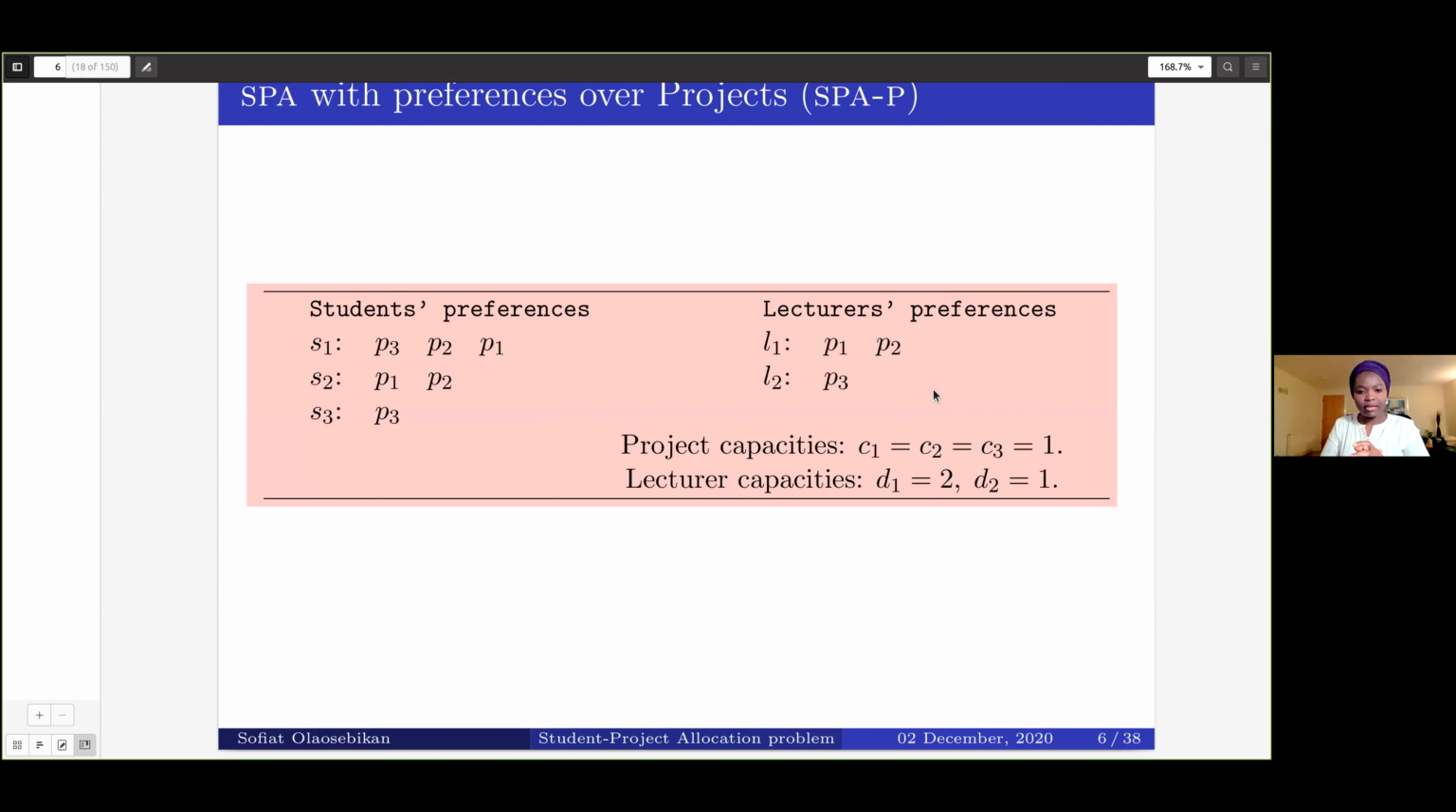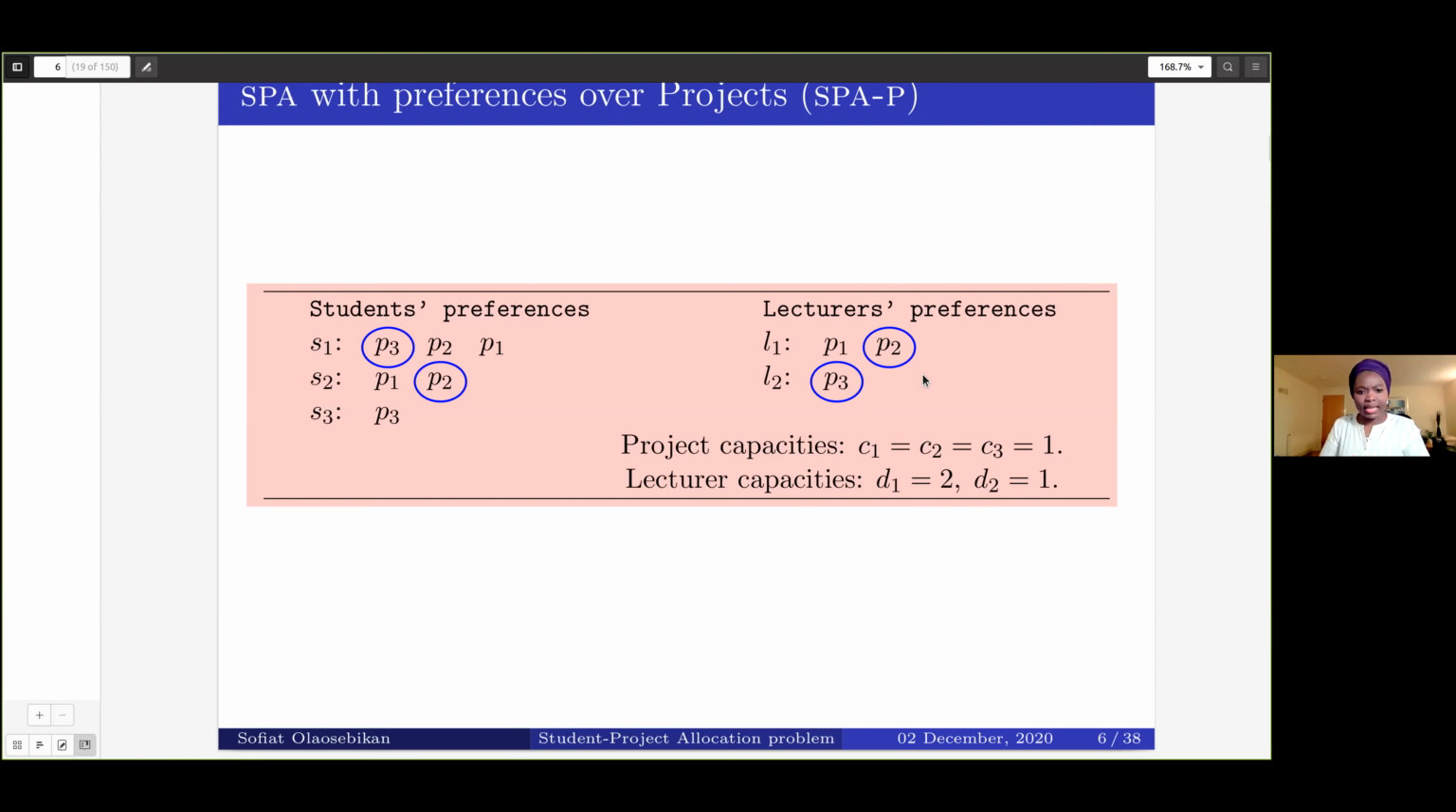So this is a very simple instance of SPA-P. To the left, we have the student preferences, and to the right, we have the lecturer preferences. And below, we have the project capacity. All of the projects have capacity 1, and lecturer 1 has capacity 2, and lecturer 2 has capacity 1, and that's what this means. The arrangement of the student preferences just means that student 1 prefers project 3 to project 2, and she prefers project 2 to project 1. And lecturer 1 prefers project 1 to project 2.